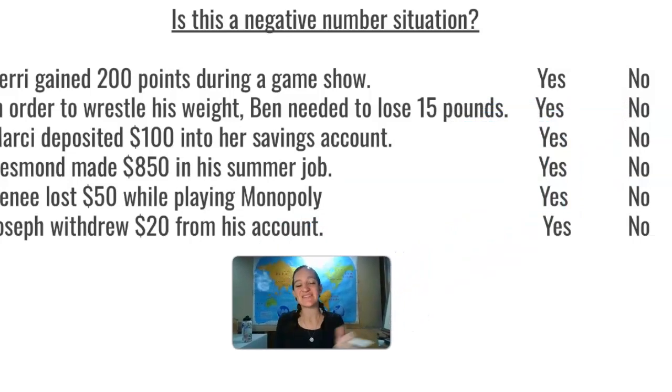I want you to circle in your notes either yes or no. Are these negative number situations or not? Carrie gained 200 points during a game show. In order to wrestle his weight, Ben needed to lose 15 pounds. Marcy deposited $100 into her savings account. Desmond made $850 in his summer job. Renee lost $50 while playing Monopoly.